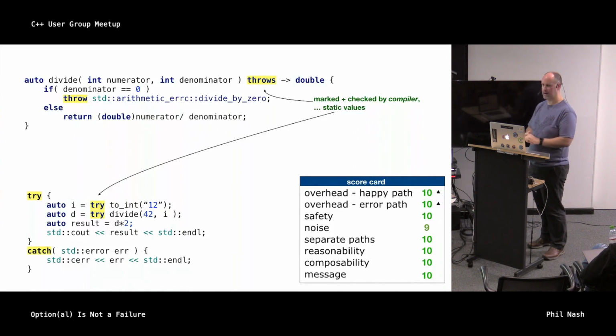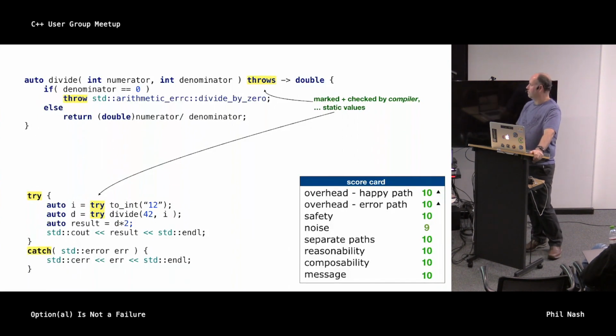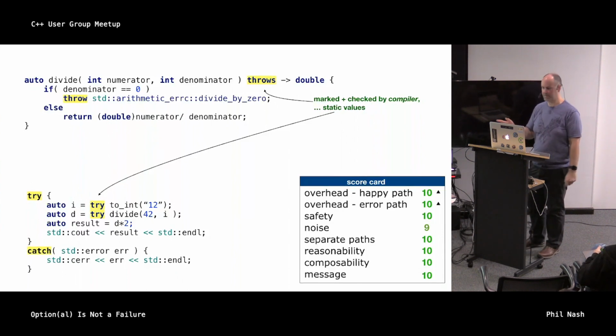Composability is again perfect, same as current exceptions, but now with these new semantics. And again, message, we can put any type in there that we want. So it's almost 10s across the board, 9s and 10s. So it'd be really nice if we could wave our magic wand and get something like this.